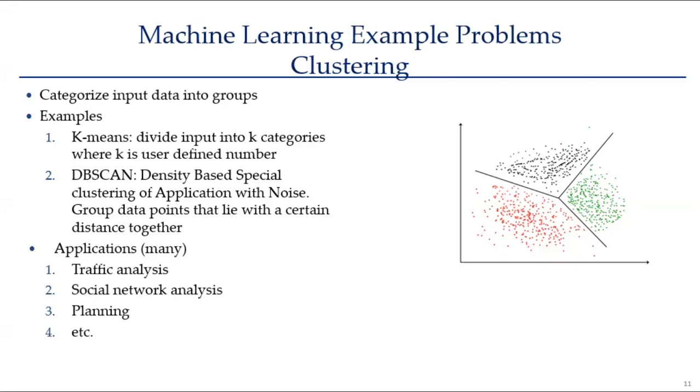Clustering problems are unsupervised learning problems. They are used to identify data points that belong to the same category. Examples include k-means clustering, which divides the input data into k categories, where k is a user-defined number. There is also DBSCAN clustering, which groups things that are within a certain proximity to each other. There are many applications of clustering, such as traffic analysis, social network grouping, urban planning, etc.